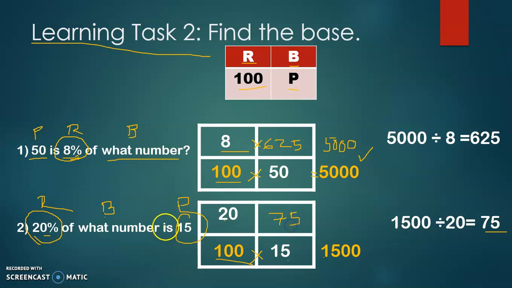Kung kaya naman, ang ating base dito ay 75. So, 20% of 75 is 15. Okay. You want to be sure kung tama? 20 times 75. If the answer is 1,500, okay, so and the product of the numbers above and the product of the numbers below ay equal, ibig sabihin, sure ka na tama ang sagot. Okay.